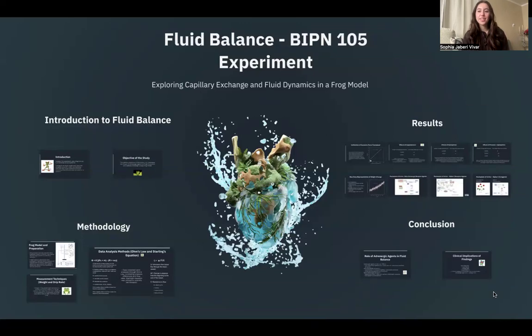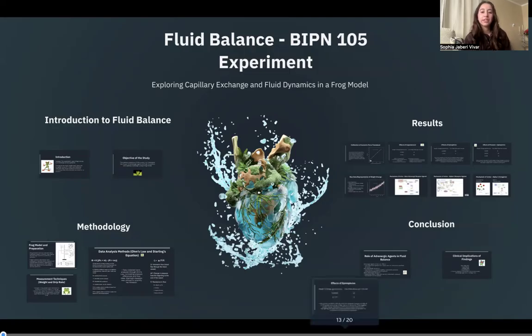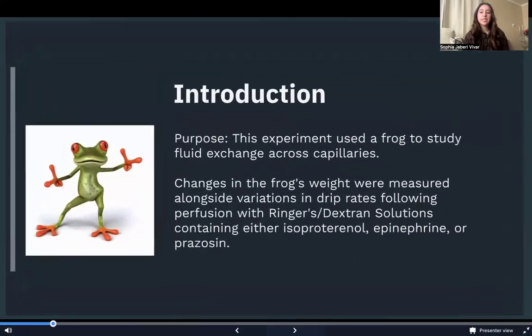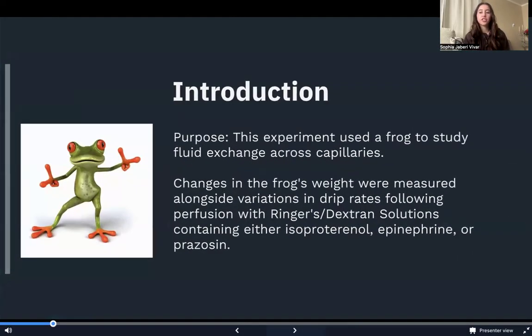Good afternoon, everyone. Today, Jared Ghazal and I will be presenting our BIPN 105 student project on the physiological regulation of fluid balance and capillary exchange. Throughout this presentation, we will present data showing the changes in the weight of a frog, as well as variations in the drip rate of fluid from the frog's toes in response to perfusion of the frog aorta with Ringer/dextran solutions that contain various drugs.